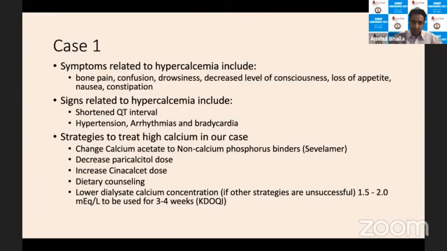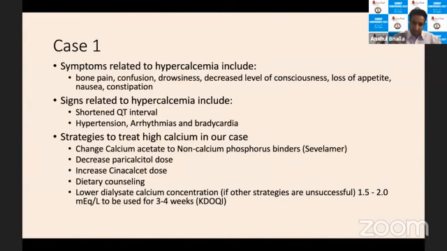hypertension, arrhythmias, and bradycardia. So in our patient we saw that calcium was high, phosphorus was also high, but he was on calcium acetate. So what we can do is transition him to a non-calcium phosphorus binder like sevelamer. He was on paricalcitol, but on a higher dose, so we can reduce the dose to allow the calcium to be slightly lower.